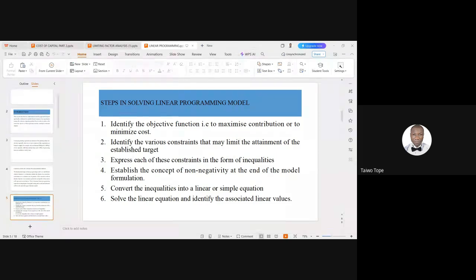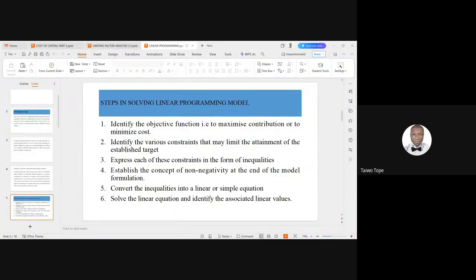So you express each of these constraints in the form of inequality. Once you express each of these constraints in the form of inequality, what will you do next? You come up with the concept of non-negativity. Now, let me still dwell on point 3.